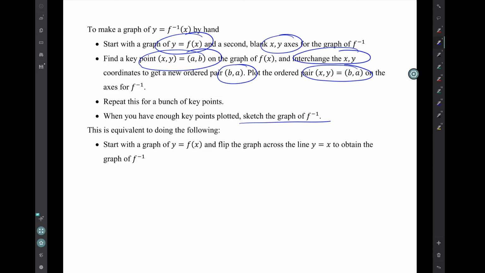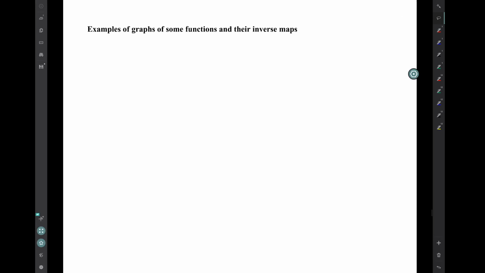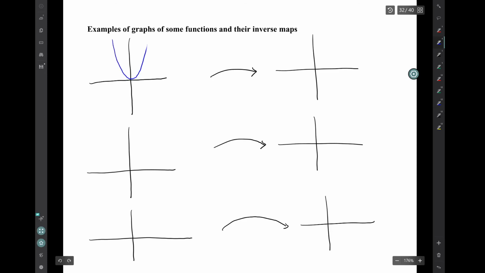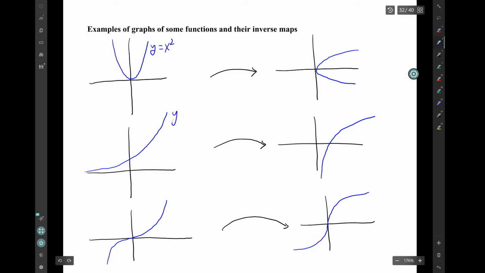This is equivalent to just doing this. Start with the graph of y equals f of x and flip the graph across the line y equals x to obtain the graph of f inverse. So here are some examples of functions and their inverse maps. So here I took the graph of y equals x squared, y equals e to the x, and y equals x cubed.